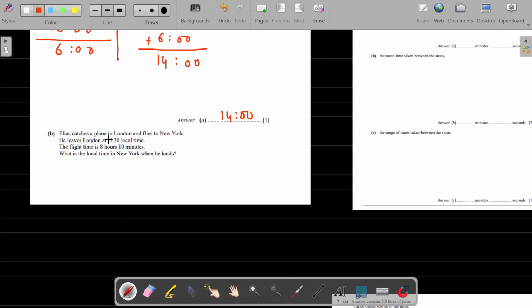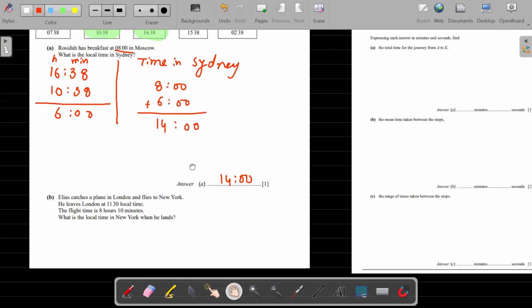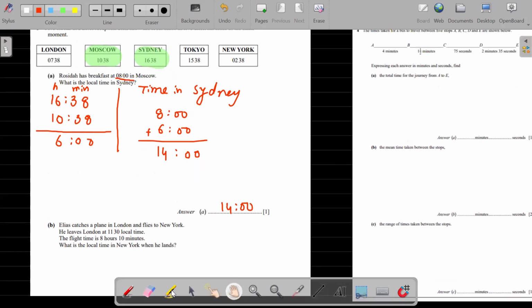Elias catches a plane in London and flies to New York. He leaves London at 11:30 local time. The flight time is 8 hours 10 minutes. What is the local time in New York? Elias is moving from London to New York. Let's see the time in London and New York. That is London's time, and that is New York's time. First, let's see their time difference. It is 2:38 and 7:38.